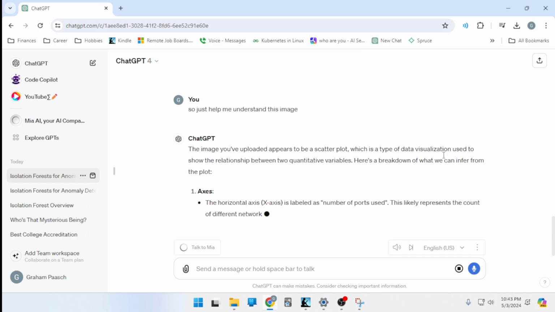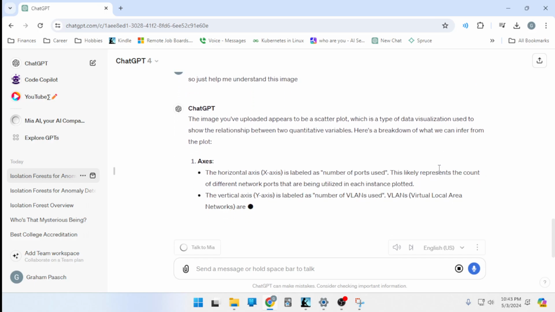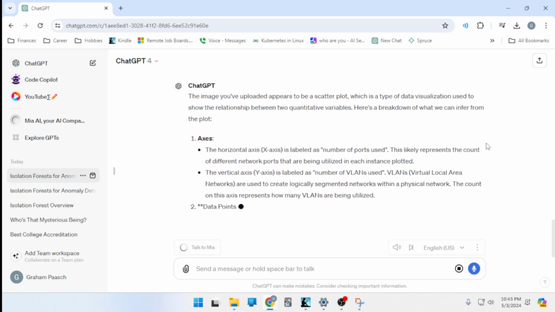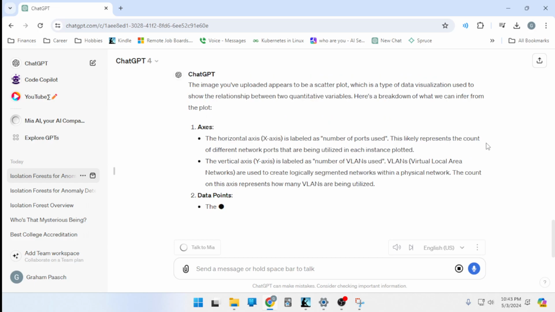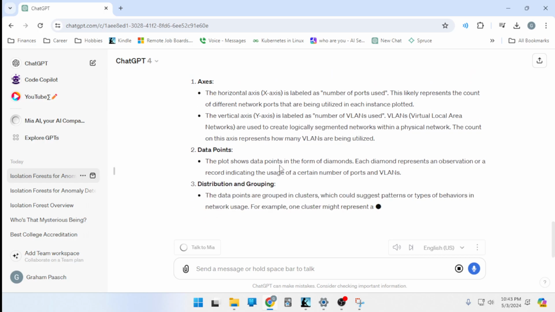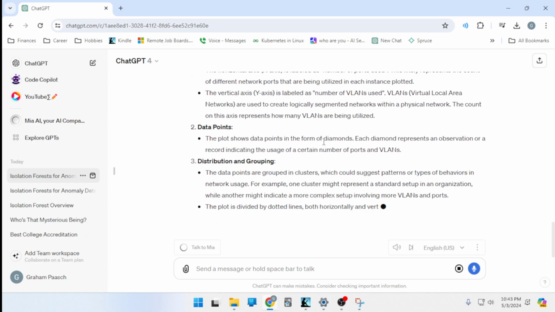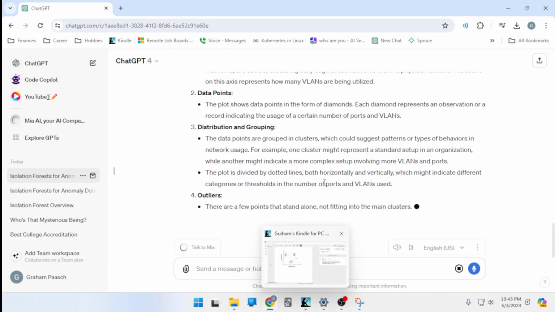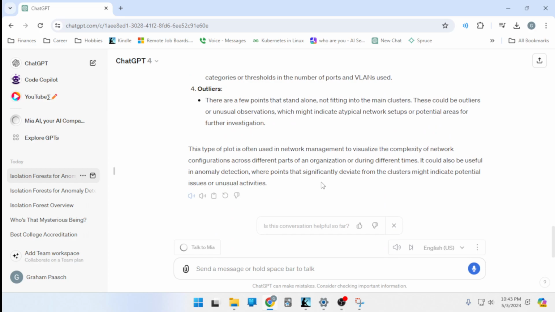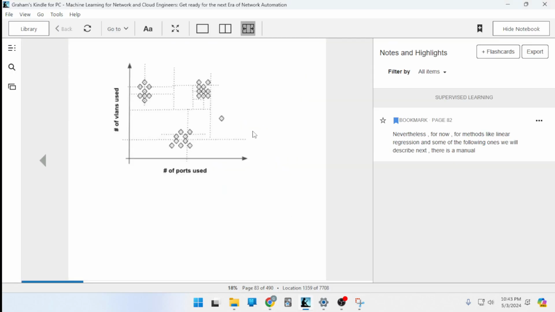The image you've uploaded appears to be a scatter plot, which is a type of data visualization used to show the relationship between two quantitative variables. Here's a breakdown of what we can infer from a plot. Axes. The horizontal axis, x-axis, is labeled as number of ports used. This likely represents the count of different network ports that are being utilized in each instance plotted. The vertical axis, y-axis, is labeled as number of VLANs used. VLANs, virtual local area networks, are used to create logically segmented networks within a physical network. The count on this axis represents how many VLANs are being utilized. Data points. The plot shows data points in form of diamonds. Each diamond represents an observation or record indicating the usage of a certain number of ports and VLANs.